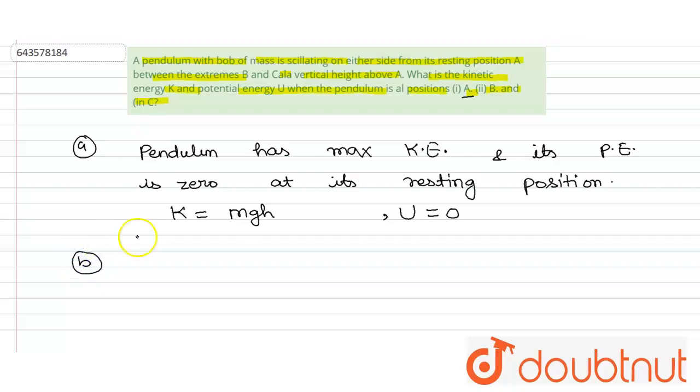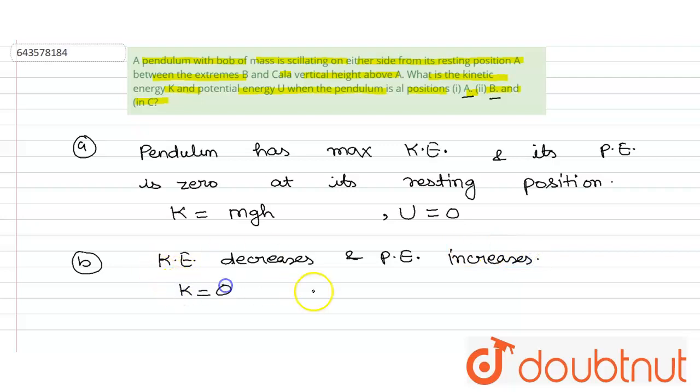B part, when the pendulum is at point B, then the kinetic energy decreases and potential energy increases. So kinetic energy will become 0 and potential energy will become mgh.